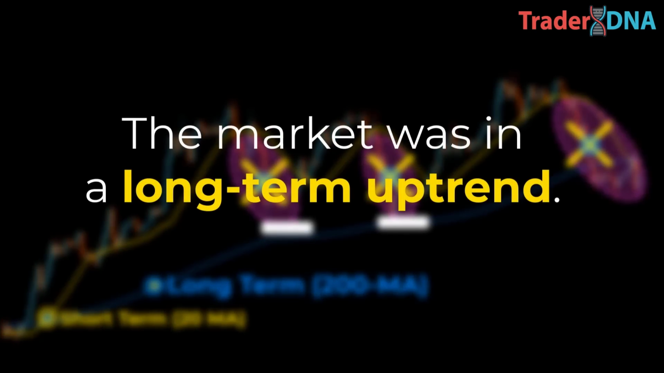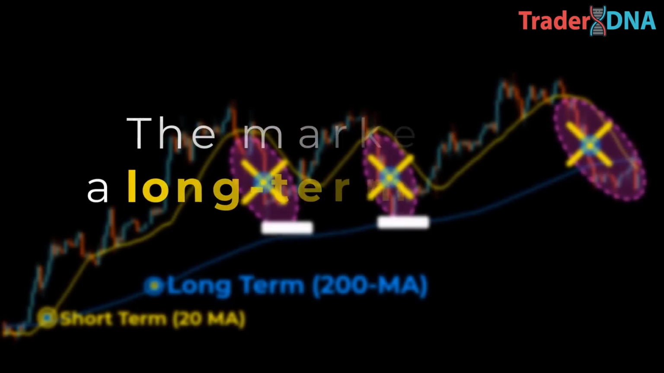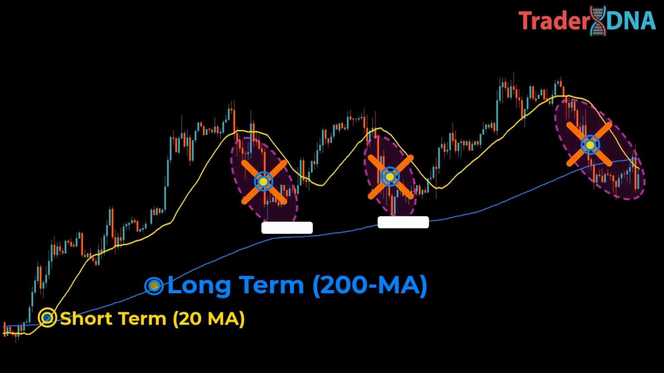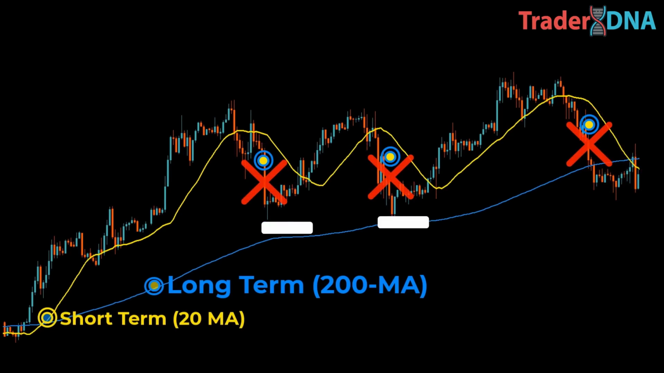With this additional information, we can conclude that selling during these down periods would have been risky, as it would be going against the overall long-term trend.